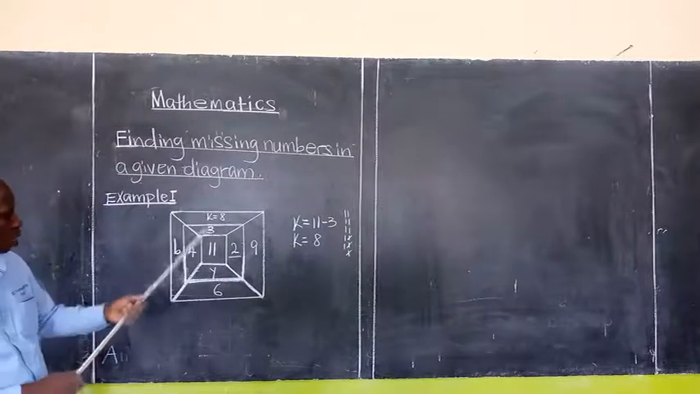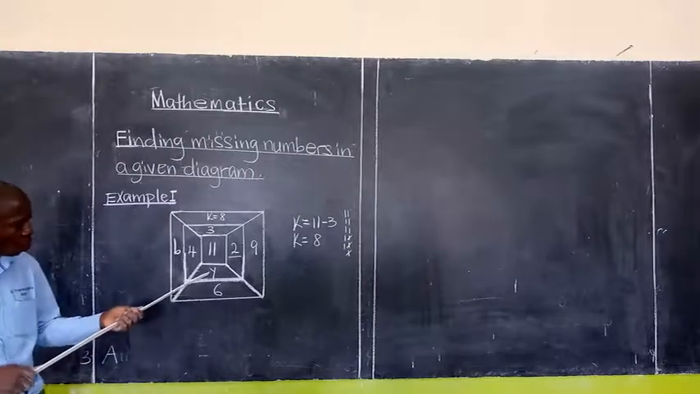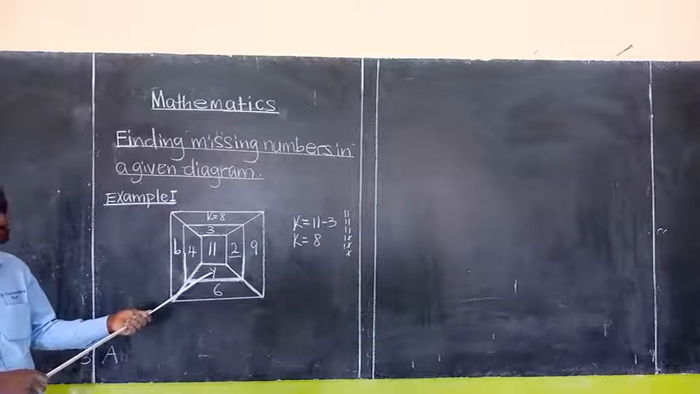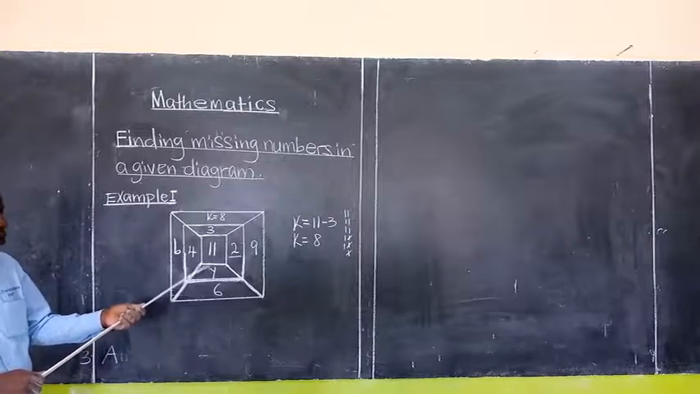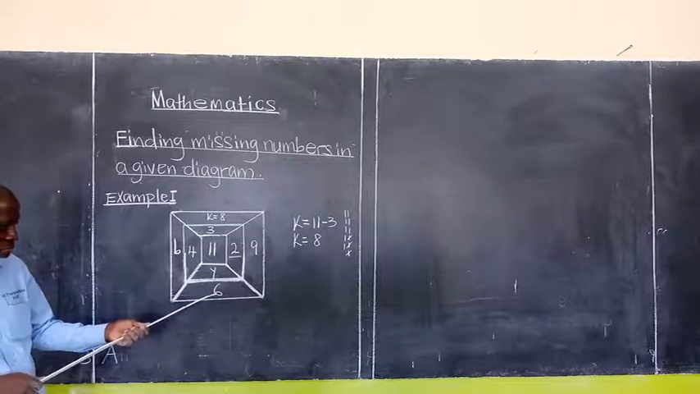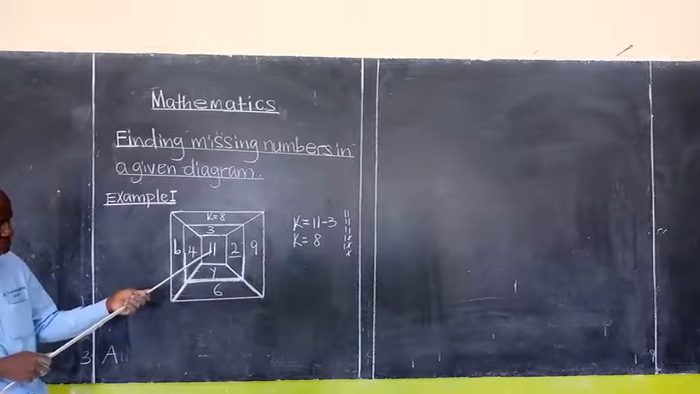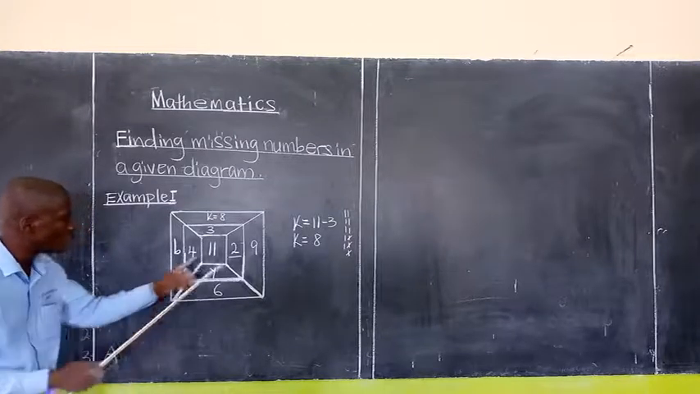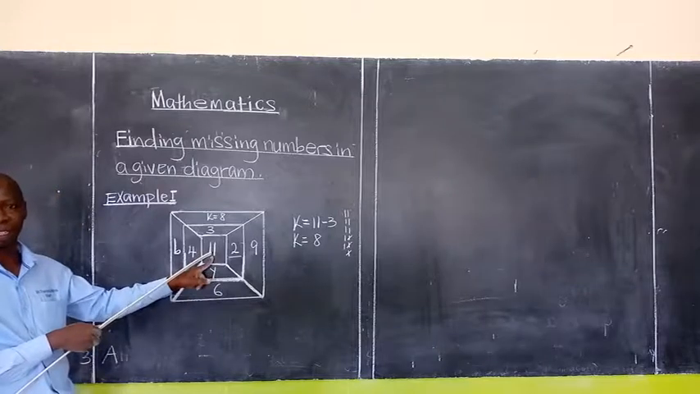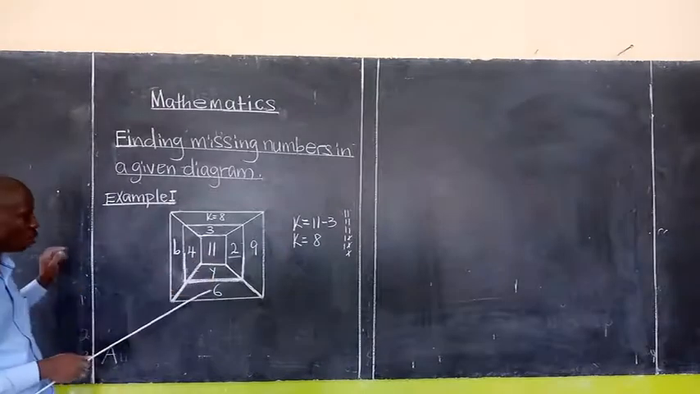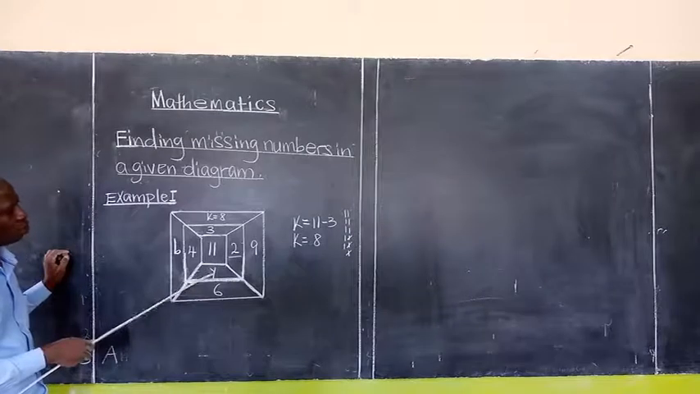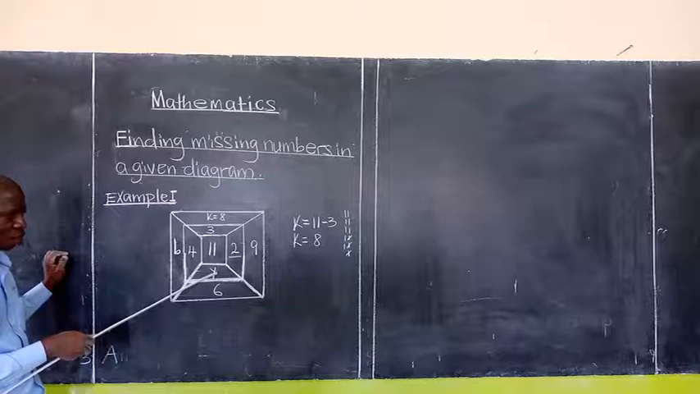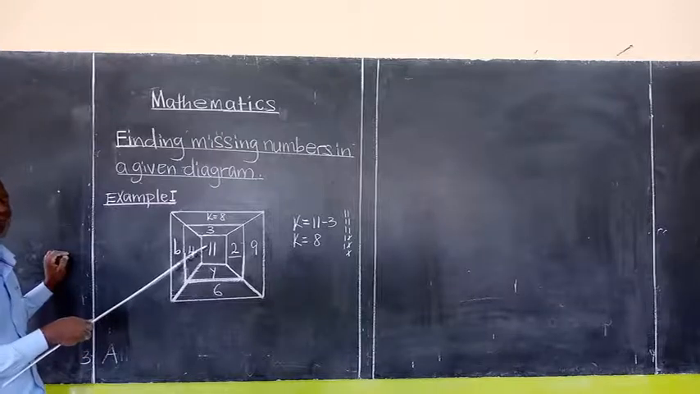Okay, so we are through with that one. We are now going here. We need to find out y. How do we get y? Once you add what is here plus that, you end up getting 11. The middle number here is always the answer. So when you add 6 plus y, you will end up getting 11. What do you add to 6 to get 11?